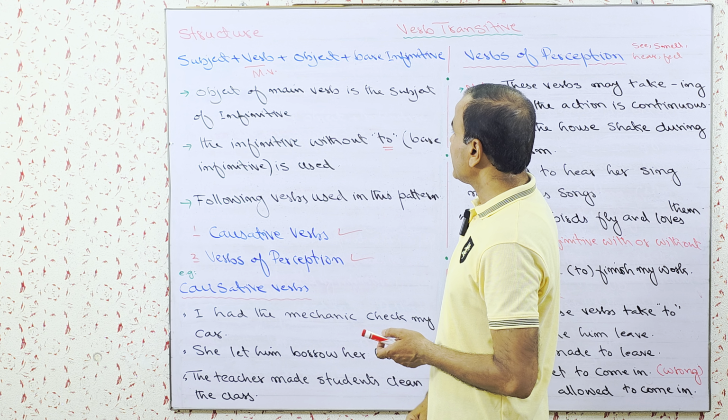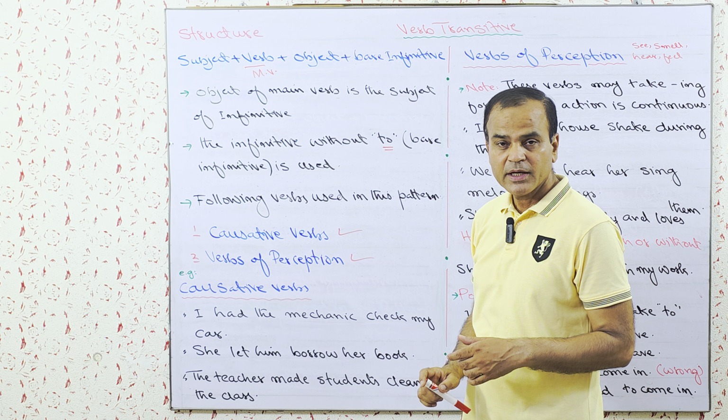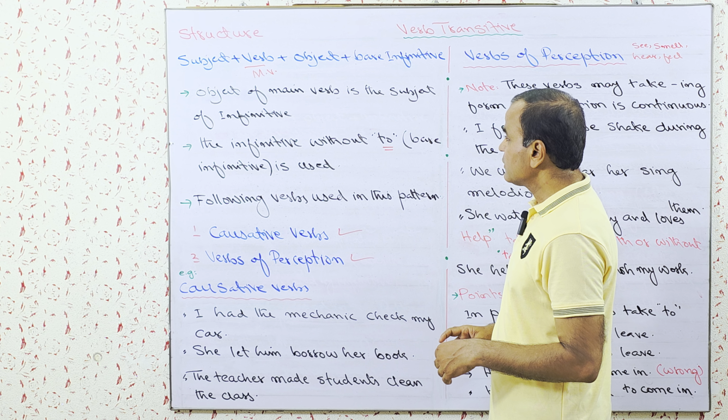The other role that the object plays is that it performs the role of a logical subject to this infinitive form. Since the sentence contains two verbs, this and this one, this activity is performed by this subject, and the activity that is indicated by a bare infinitive is performed by the object. And this is the interesting thing about it.